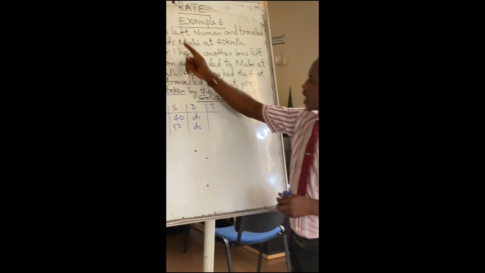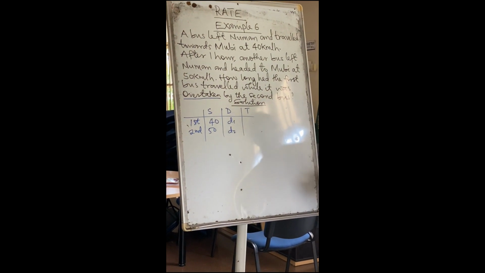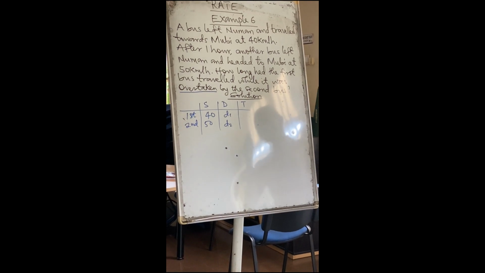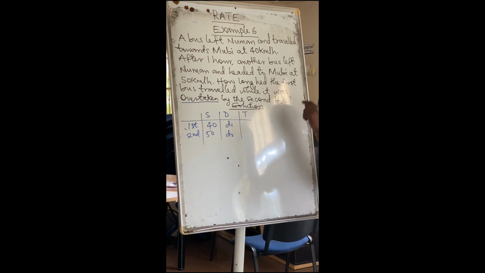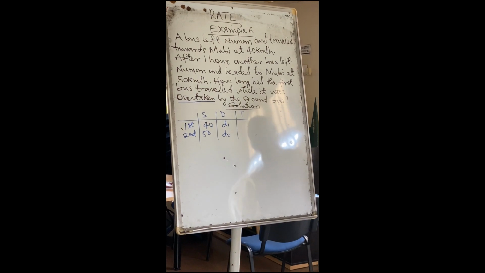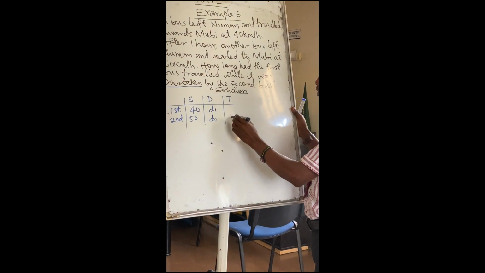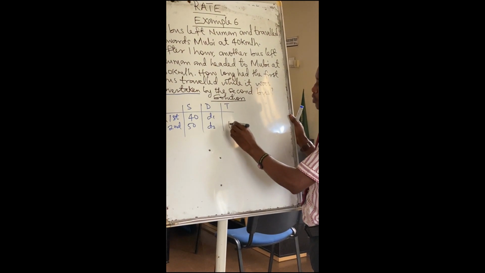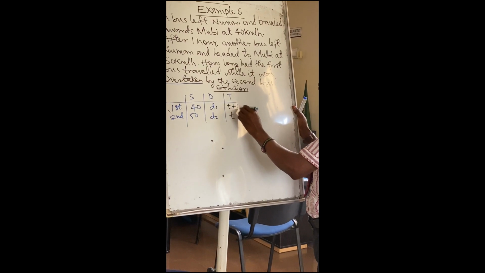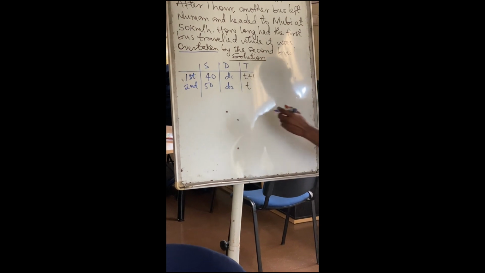The first bus started 1 hour earlier than the second bus. That means at the point of overtaking, the first bus must have spent 1 hour more than the second bus. That means if we let the time of the second bus be t, then the first bus will be t plus 1. So we generate our equation along this.